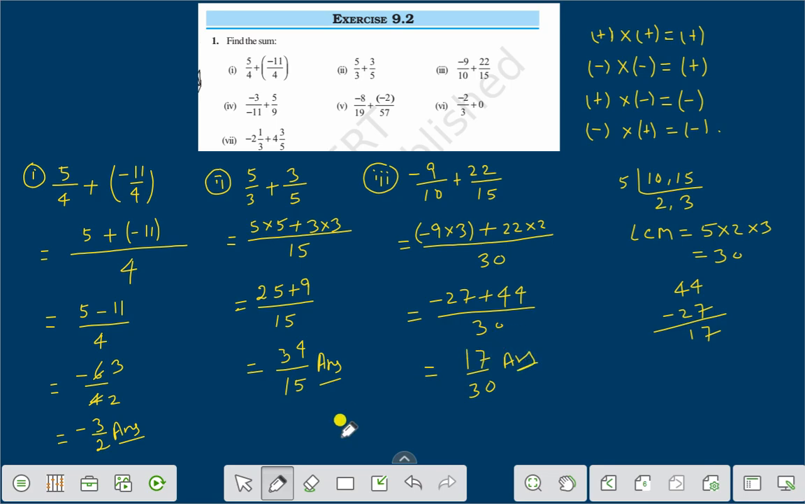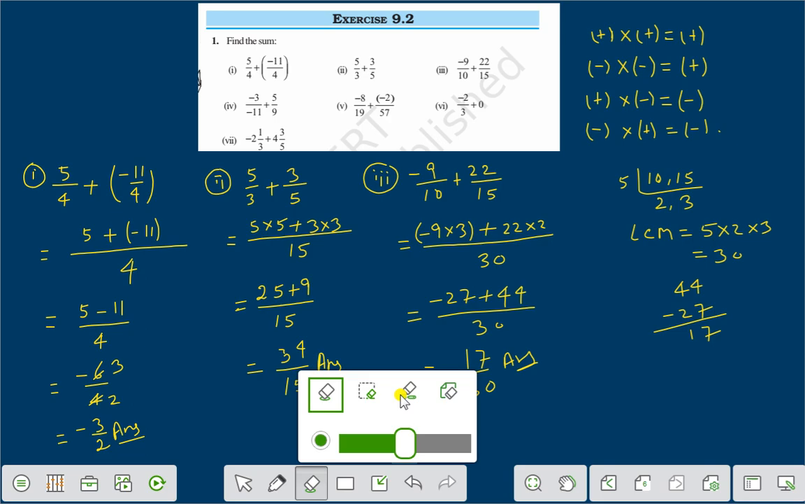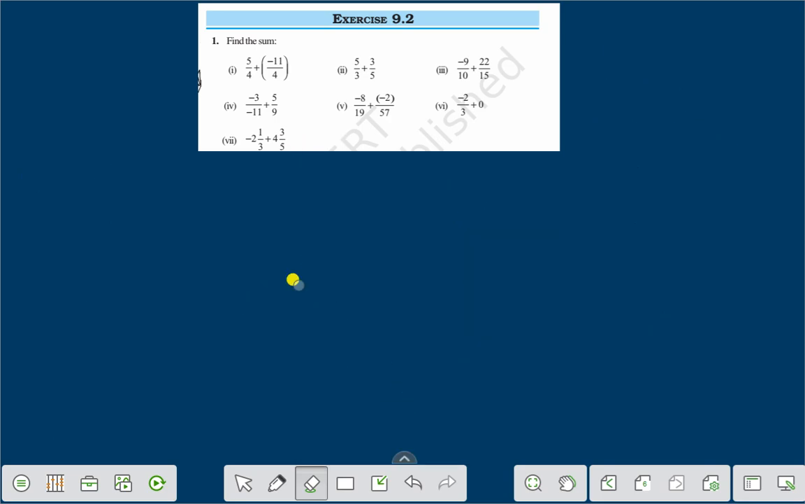Now we will solve question number 4. Question number 4 is minus 3 by minus 11 plus 5 by 9. If we multiply both the numerator and denominator by minus 1, it will be plus. That we are getting 3 by 11 plus 5 by 9.